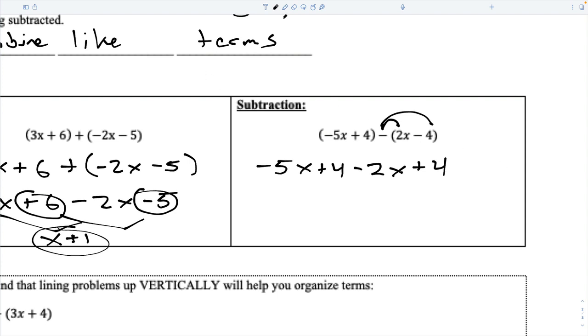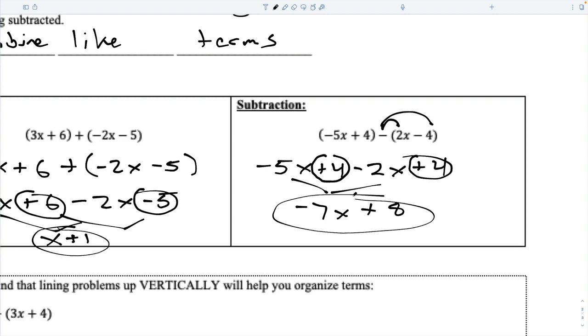Sierra, what can I combine first? You can combine the 5x and... What does it make? What does it become? It becomes -7. Good. Finish it off for me, Corbin. So next one, we combined the x's, so we're good. Let's move on to the constants. What numbers can I combine? 8. Good. 4 and 4. That's going to be the answer.